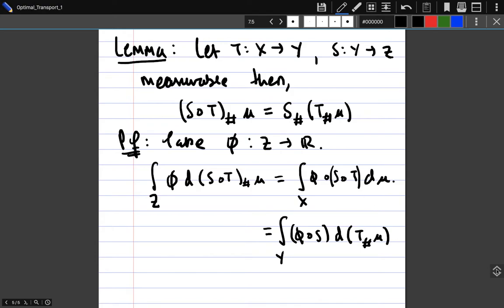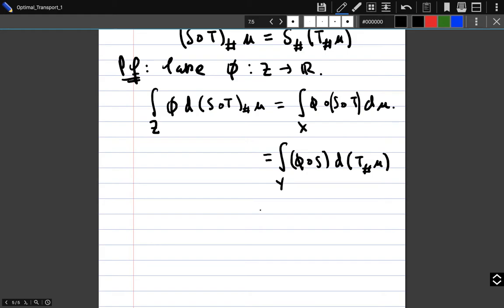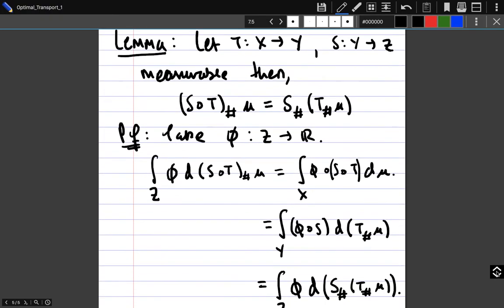And in particular, there's another composition which is not a problem, but then this is the same as integrating phi with respect to the push forward measure that is defined using this as a measure. So it's probably getting a little complicated, but yeah, it's just playing with compositions and the lemma that we proved before.